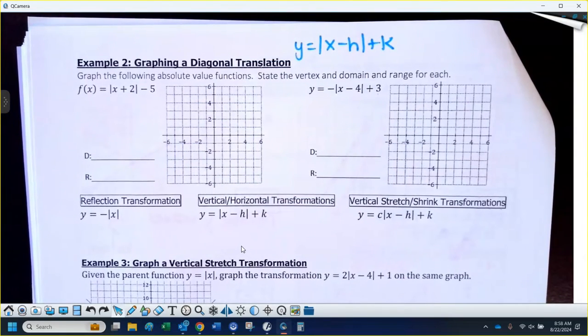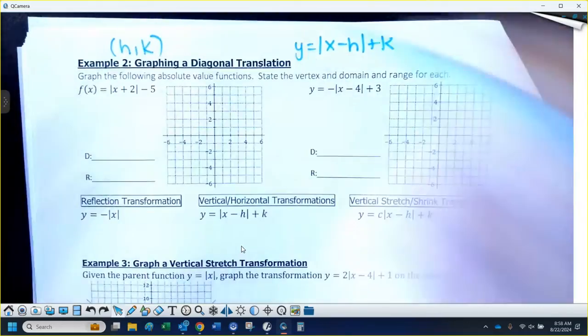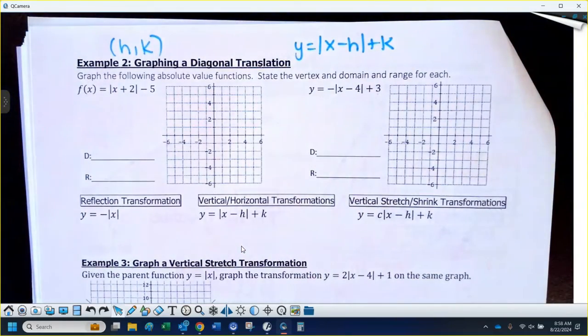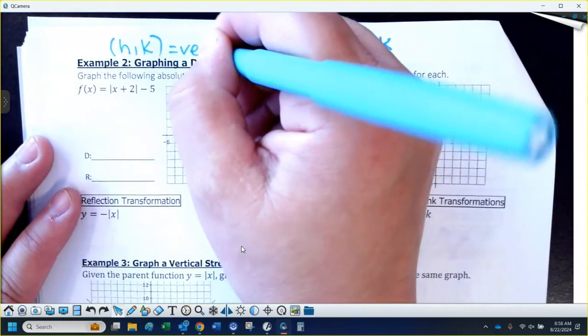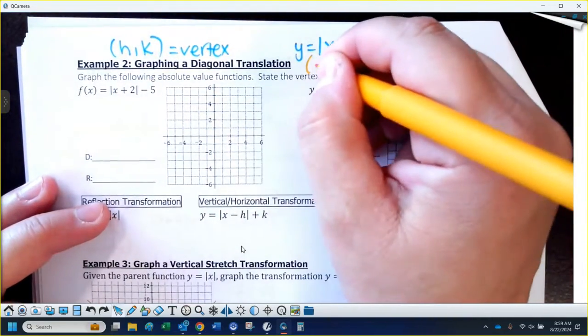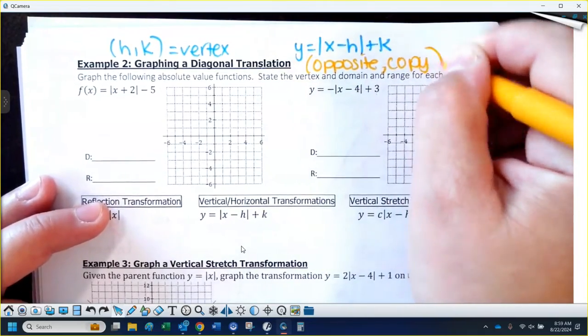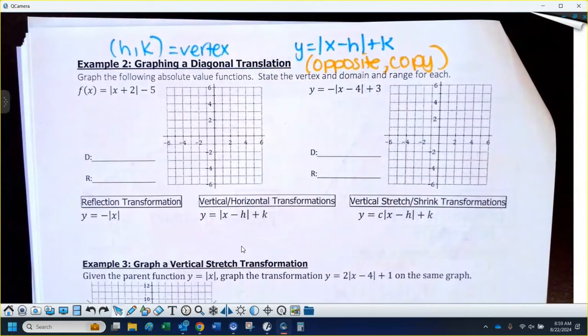All right, now, I always say this. You'll hear me say this 1,000 times this year. The vertex is (h, k) from that lovely formula. That's the vertex. And I always tell people: opposite, copy. The number inside with the x is going to be the x coordinate of your vertex, but it's going to be the opposite of what it looks like. Outside the absolute value operation, you just copy that number, and that is the y coordinate of your vertex.